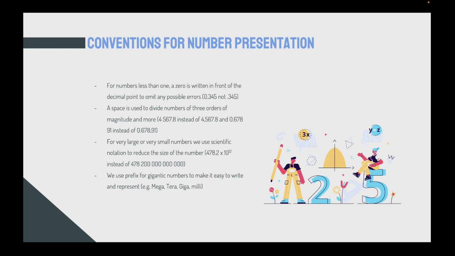Now, the conventions for number presentation. As engineers, we present numbers in a different way. Probably in your scientific calculator, you know there's the standard way and the scientific way. We talked in other courses as well about how to represent numbers in different ways. Now, there are some side rules that are good to know. For numbers less than 1, the 0 is written in front of the decimal point so that it will omit any possible errors. What does that mean? Instead of putting .345, you put 0.345.